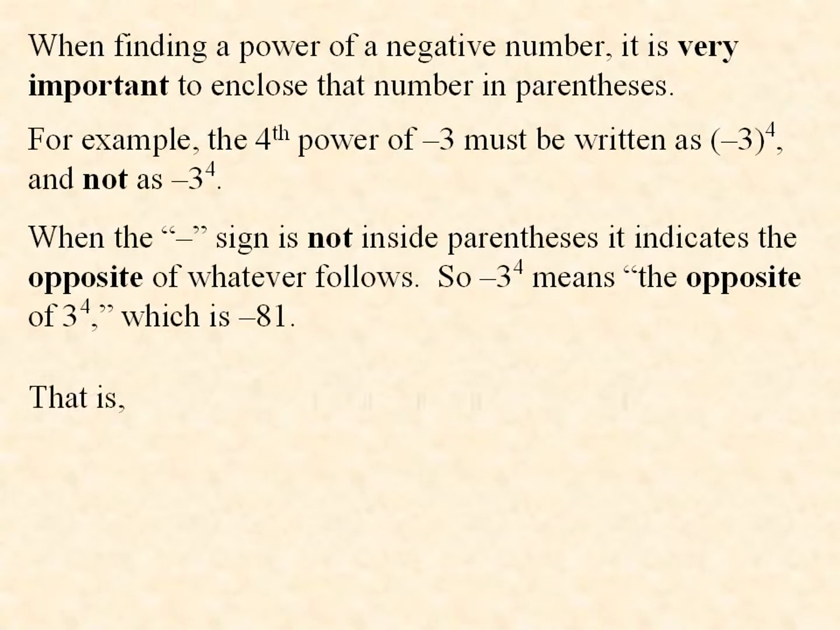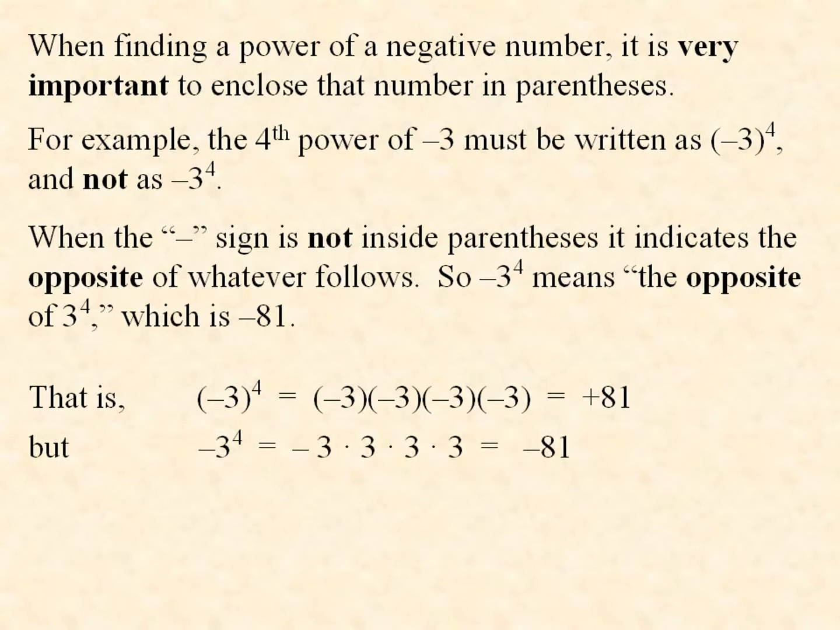That is, parentheses negative 3 to the fourth power is positive 81, but negative 3 to the fourth power without the parentheses means the opposite of 3 to the fourth, which is the opposite of 81, or negative 81.